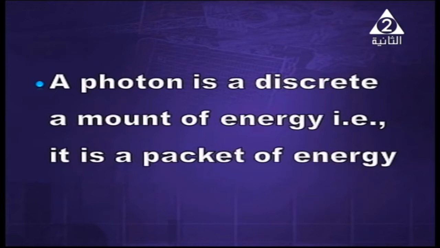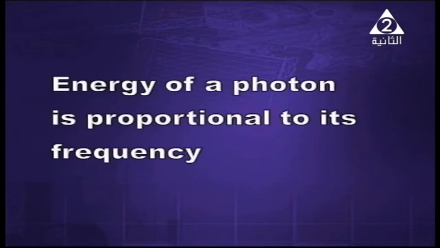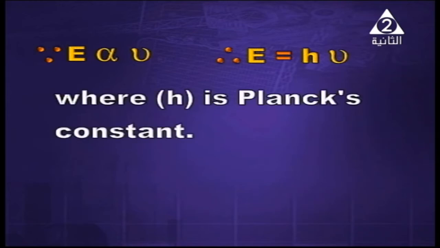A photon is a discrete amount of energy. It is a packet of energy, and the energy of the photon is determined by its frequency. Once again, a photon is a discrete amount of energy, a packet of energy. The energy of a photon is proportional to its frequency, E is proportional to nu, so E equals Planck's constant times nu, E = h nu, where h is Planck's constant.